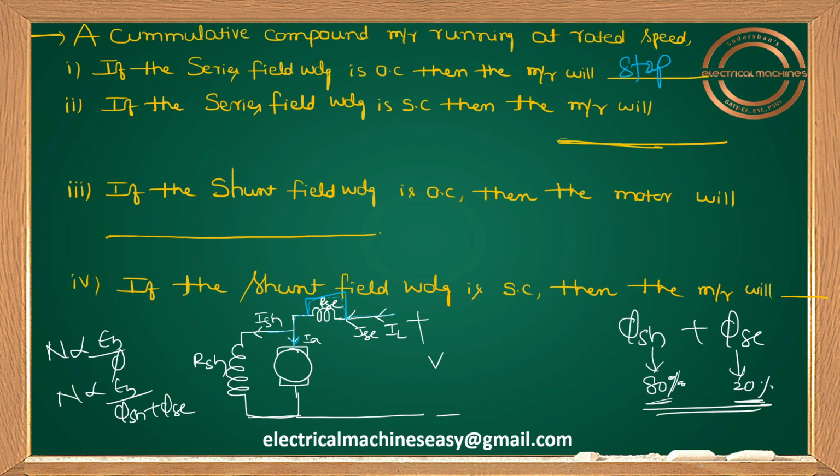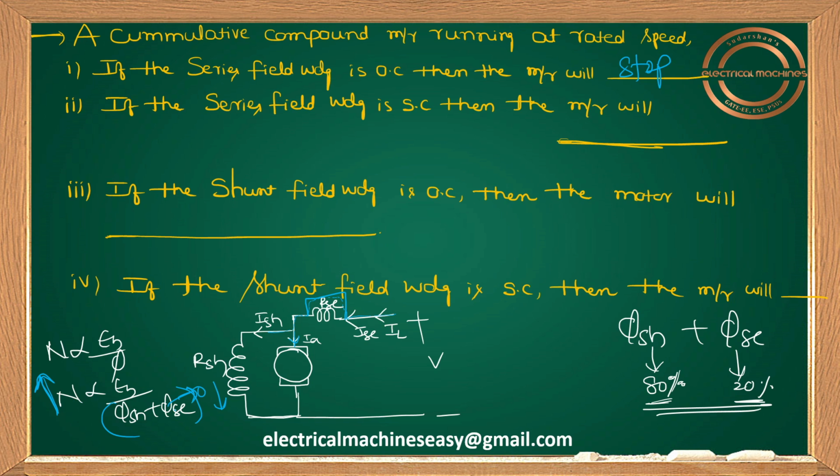If there is no current flowing through the series field winding, obviously the series flux becomes zero. That means your denominator value will reduce. Previously it was phi SH plus phi SC, now only phi SH because phi SC is zero. Now N will increase. So don't say dangerously high speed. It's increased speed only.